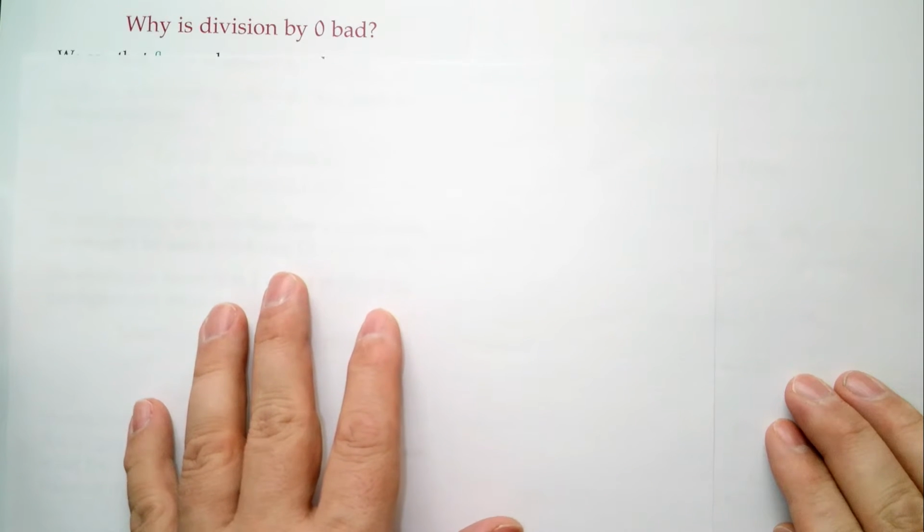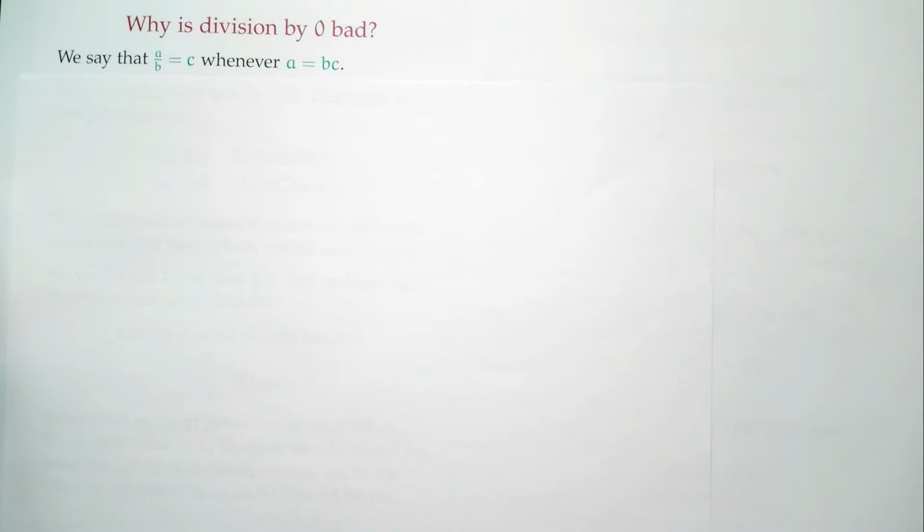So let's just make a little comment. If I have a ratio, so A divided by B, we say that A divided by B equals C if it's the case that A is equal to B times C. So as an example, 6 divided by 2, we say is 3. Because it turns out that 6 is equal to 2 times 3. So that's one way we can sort of check division.